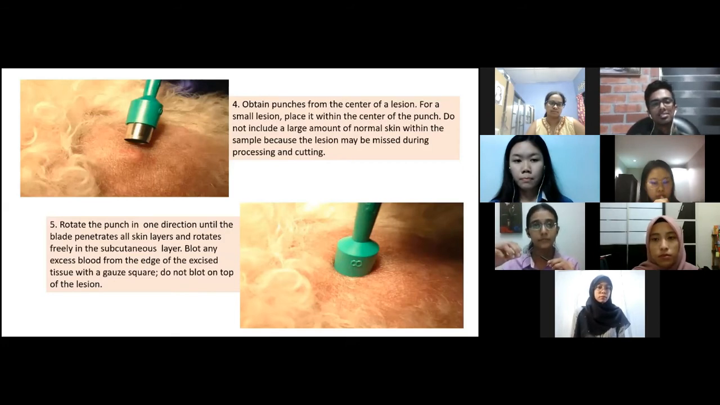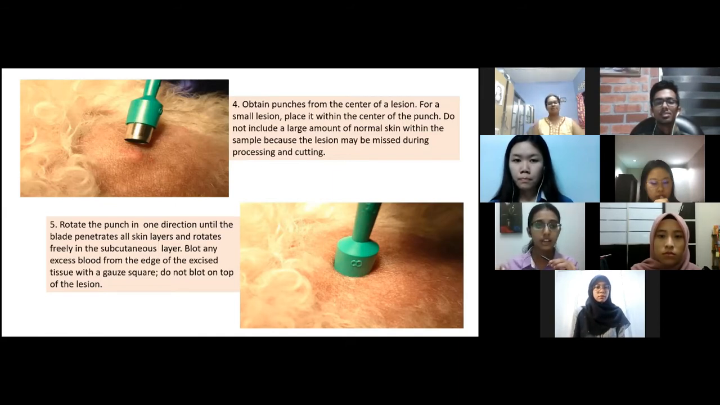of the lesion. We need to obtain our samples from the center of the lesion unless it is an ulcer. If it is an ulcer, you need to take it from the margin of the lesion. But since this is not an ulcer, make sure it is at the center of the lesion. After that, you need to rotate the punch in one direction until the blade penetrates all the skin layers and it rotates freely in the subcutaneous layer. If there is blood, you need to blot it with some tissue or gauze, and do not blot on top of the lesion.